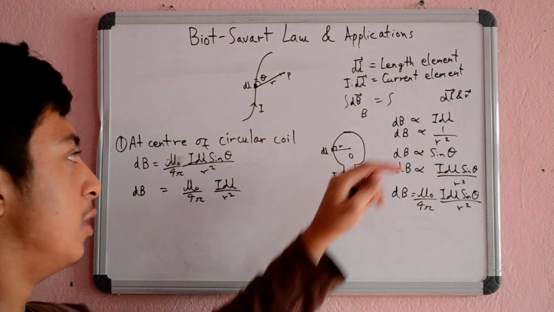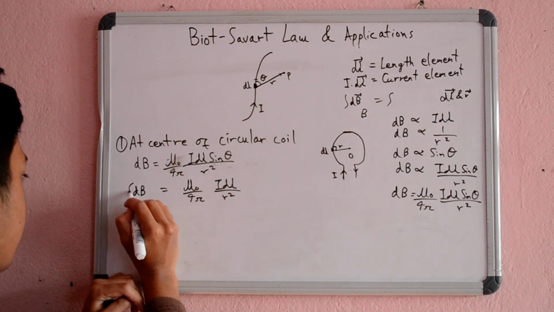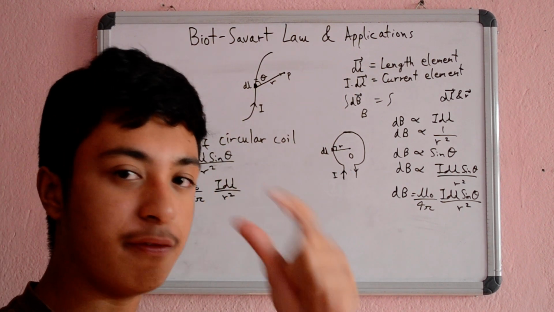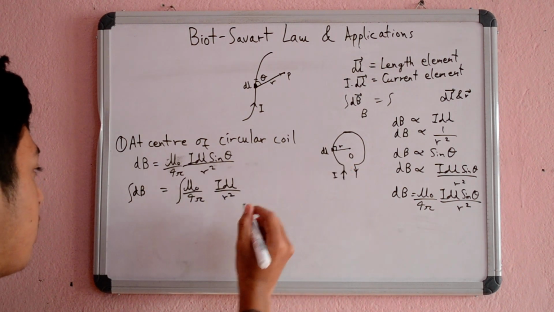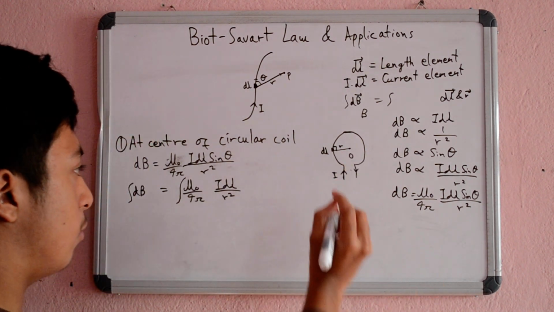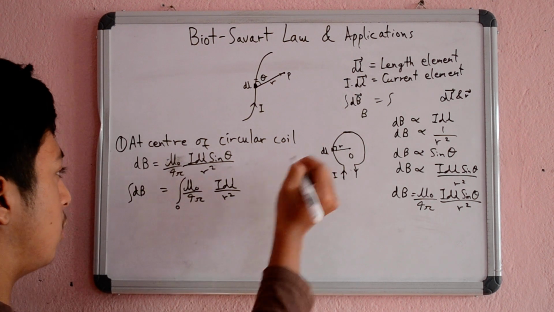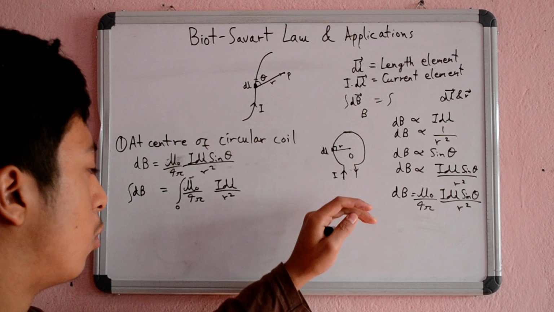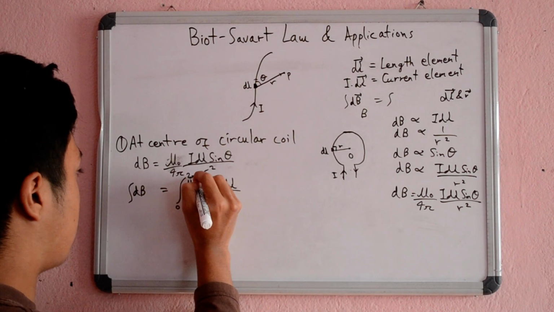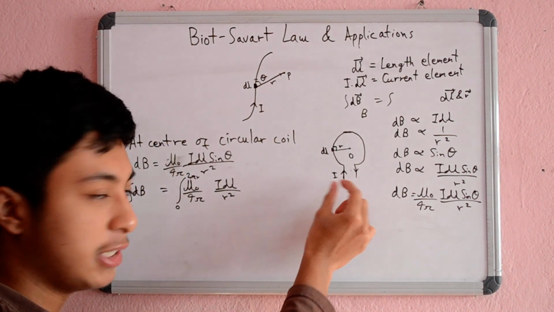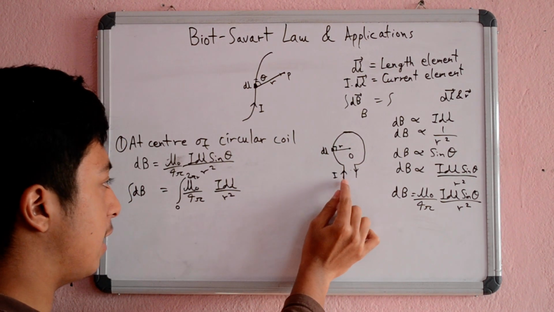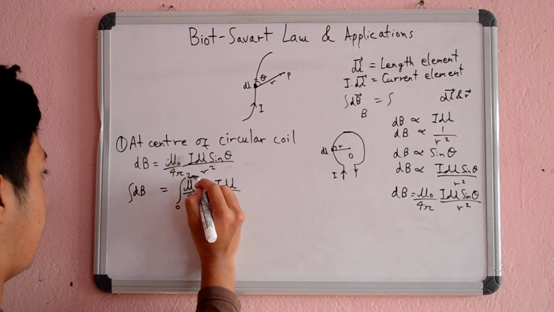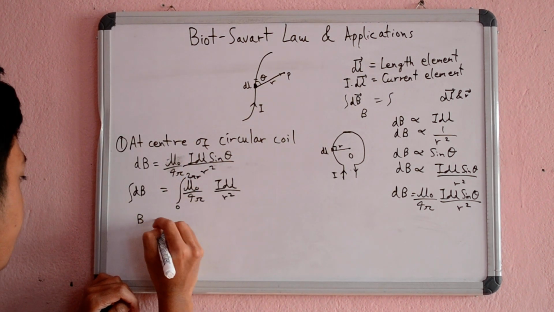Now all we need to do is integrate both sides. So we integrate this and we integrate that. But of course we need a definite integral to find a certain value, and for this one, the length goes from 0 to 2 pi r, the whole circumference, right? Because the current initially starts out at 0 and then eventually covers the whole circumference, which is 2 pi r. So this will be the magnetic field.